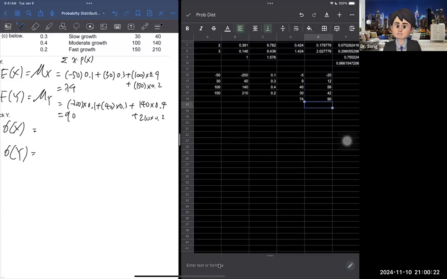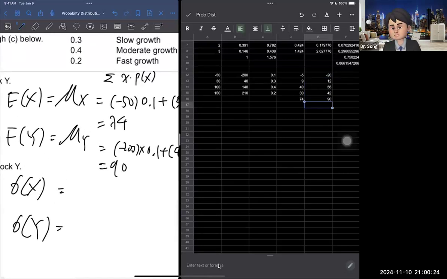So just checking the mean, E of X, expected return of the X is 74%. Expected return of the Y is 90%. It seems like investing into the stock Y is much better because 90% is greater than 74%. But we have to check the standard deviation of the X and Y because this standard deviation captures the riskiness of the stock X and the Y.